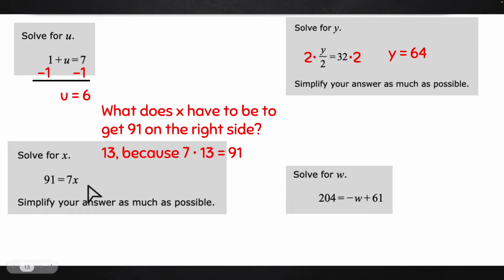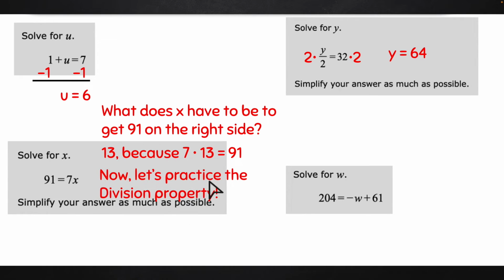But I think the division property is a little easier here. I can divide by 7 on both sides because I'm multiplying by 7, and 91 divided by 7 gets me 13. So I think this method is a little easier. It's a little faster than me trying to kind of just mumble or bumble around and figure it out. I hope I'm saying that right. All right, last one here.